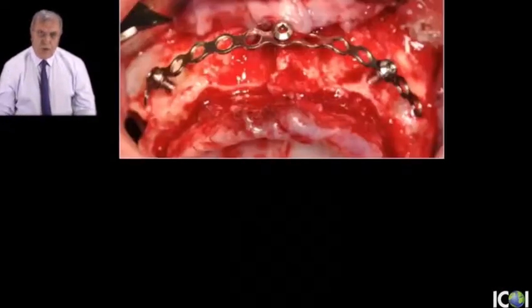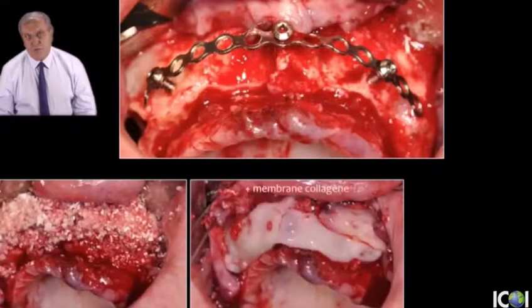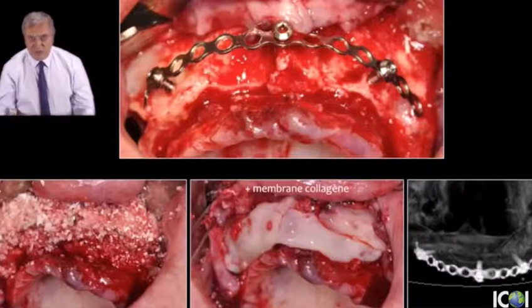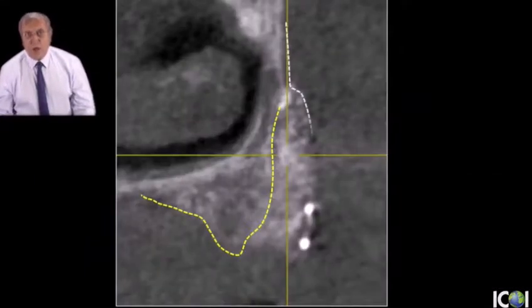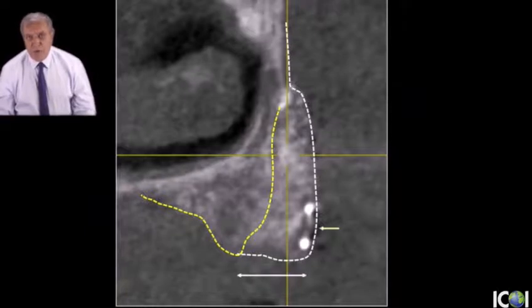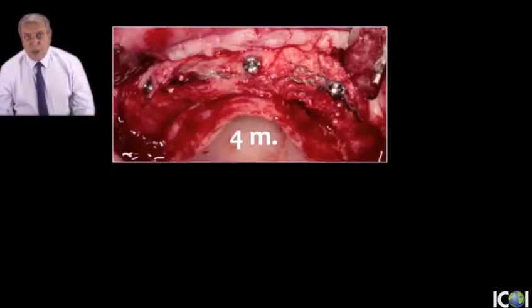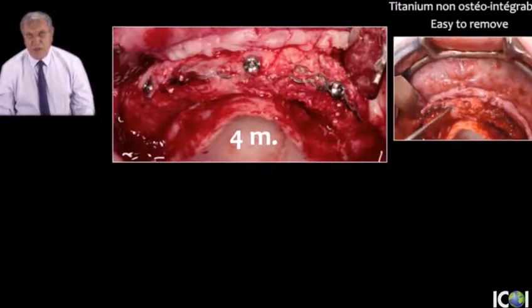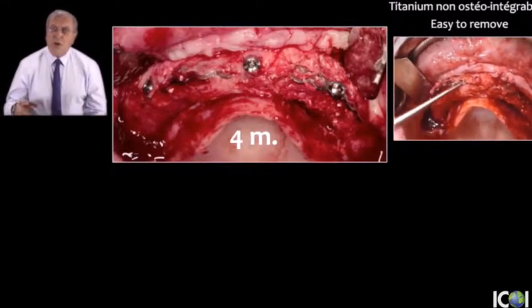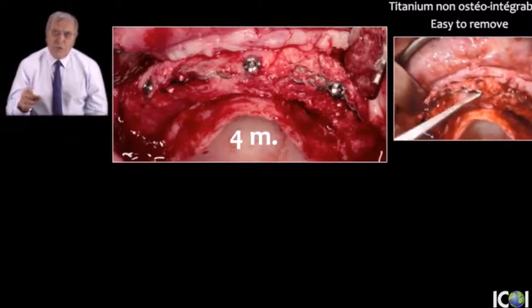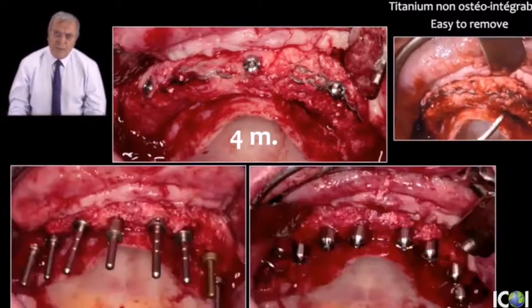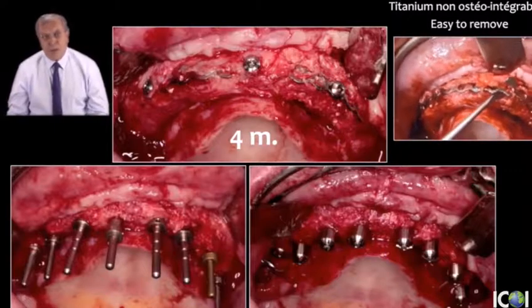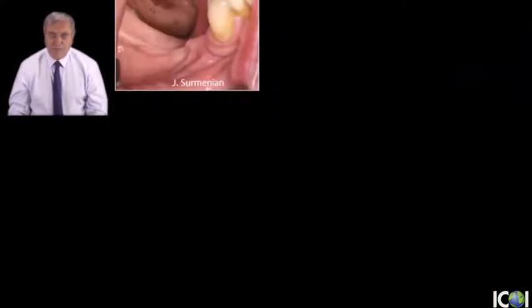When we have a huge augmentation, we must organize a space without pressure. We can use a simple mesh. This is the fast system. And this simple mesh will allow us to rebuild the full bone volume because the bone is not under pressure. And then at the reopening, the full space is filled by bone. We don't need to wait too long. 4 months is enough. And then it's easy to remove the titanium mesh because it's a non-osteointegrable, grade 2 titanium. And then we can place several implants, almost 10.